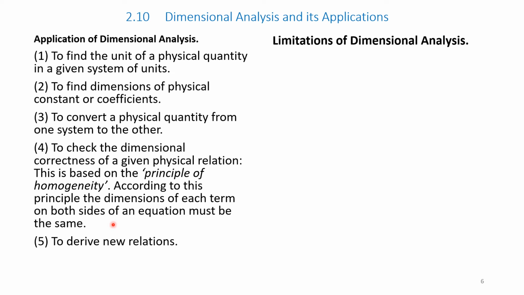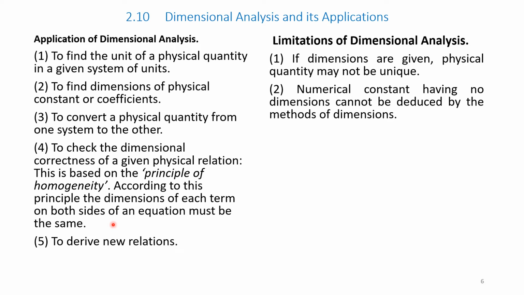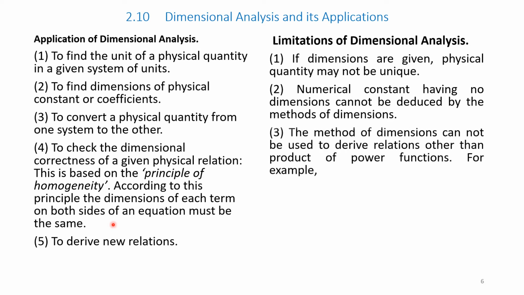Limitations of dimensional analysis. If the dimensions are given, the physical quantity may not be unique, as we have seen in the previous table: some of the dimensions are common for many physical quantities. Numerical constants have no dimensions and cannot be deduced by the methods of dimensions. The method of dimensions cannot be used to derive relations other than product of power functions.